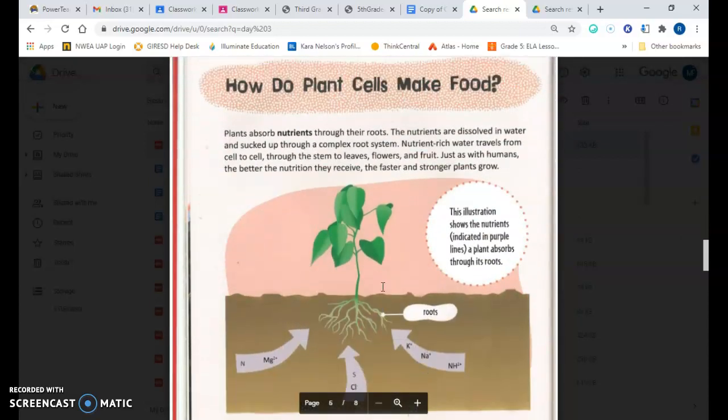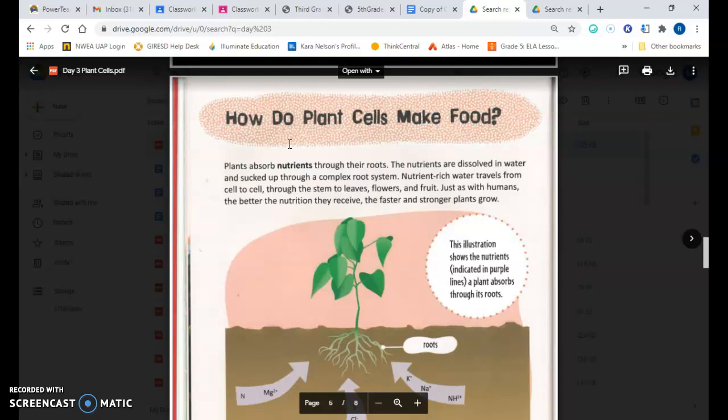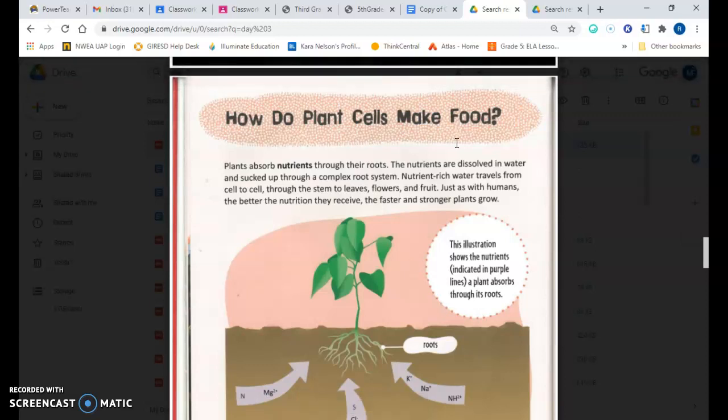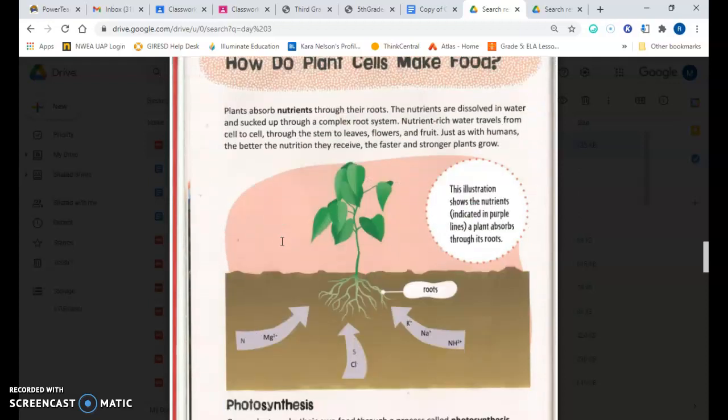Okay, now we're into that next section where we were looking for a sequence. So it says, how do plant cells make food? Plants absorb nutrients through their roots. The nutrients are dissolved in water and sucked up through a complex root system. Nutrient-rich water travels from cell to cell through the stem to leaves, flowers, and fruit. Just as with humans, the better the nutrition they receive, the faster and stronger plants grow.